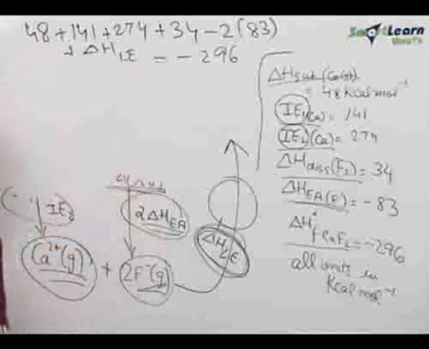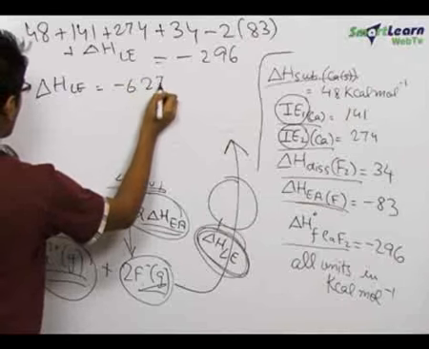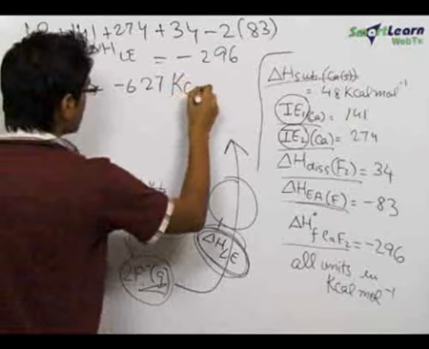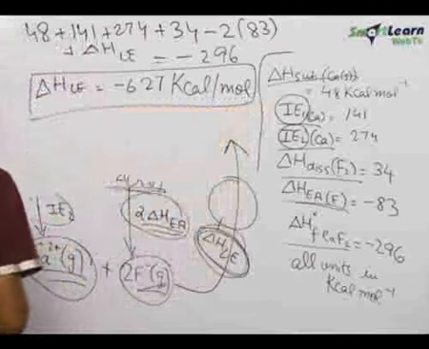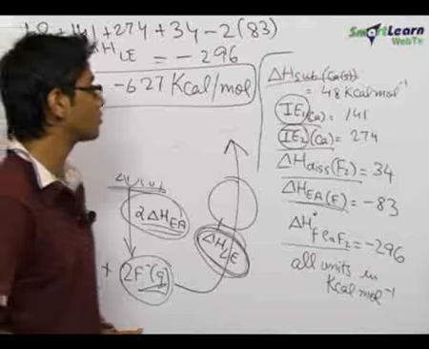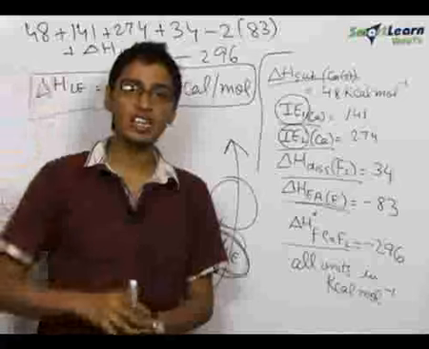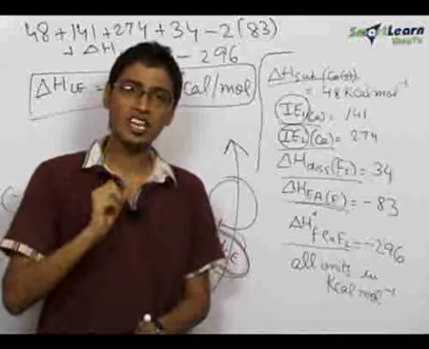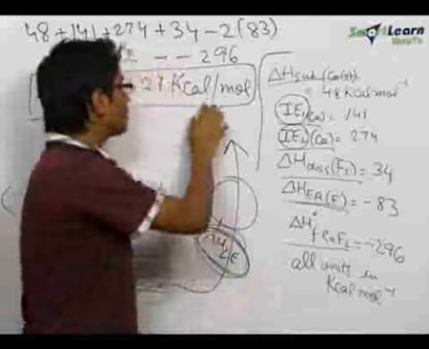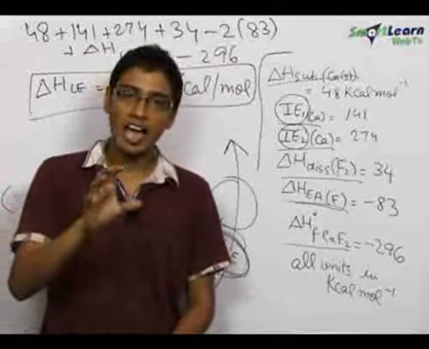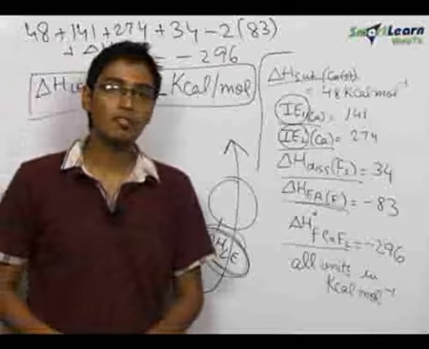On solving this equation, we get the lattice energy equal to minus 627, and since the units are in kilocalories per mole, we get the final answer of the lattice energy of calcium fluoride crystal as minus 627 kilocalories per mole. Now this is an important question. The concept behind this question is that we have to break the entire big step into constituent small steps, and then by adding the enthalpies of each step, we get the final enthalpy of the formation of calcium fluoride crystal. And hence we find the lattice energy of calcium fluoride crystal as minus 627 kilocalories per mole, which is our final answer.